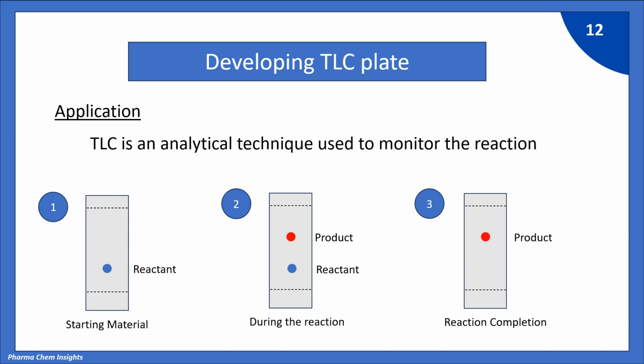It shows that the reaction is in progress. Some amount of reactant has been converted to product. In image 3, you can see a single spot of product, which shows that all the reactant has been converted to product, that is, the reaction is complete.